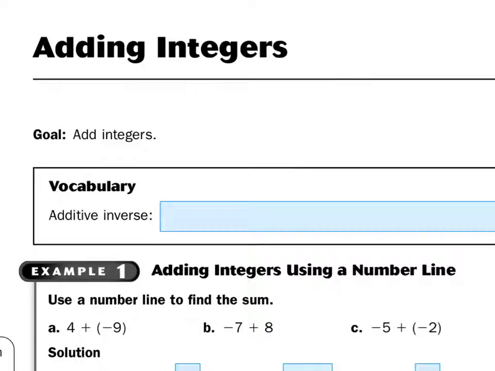In section 2.2, we will be adding integers. We have one vocabulary word in this section, and it is additive inverse. An additive inverse is simply the opposite of a number.